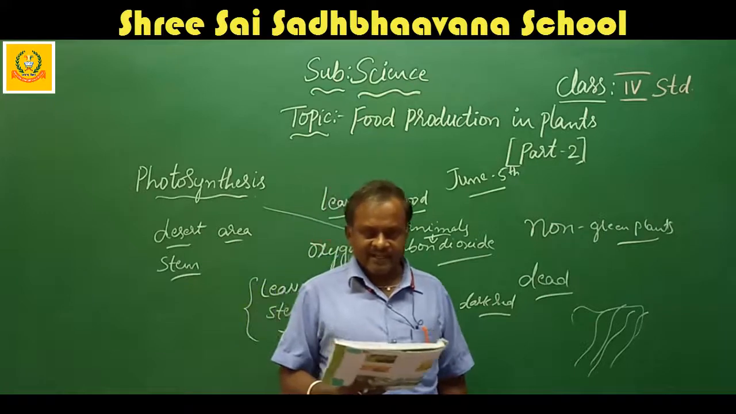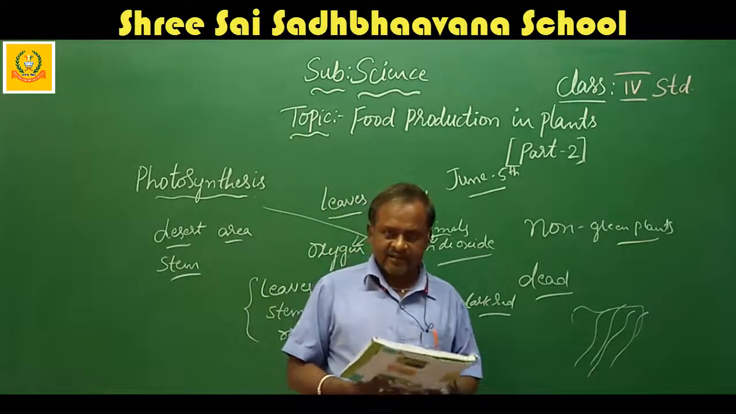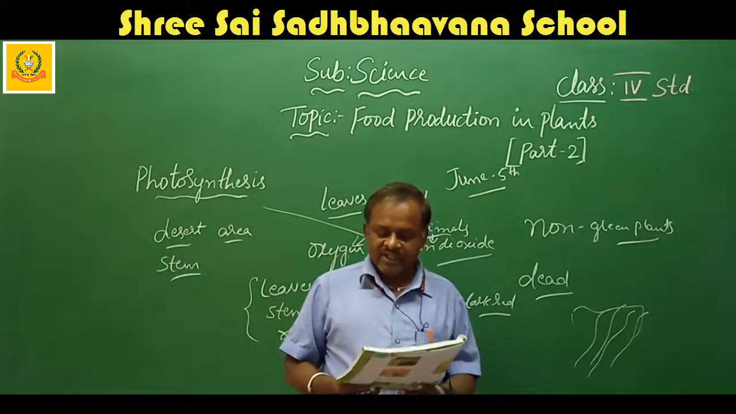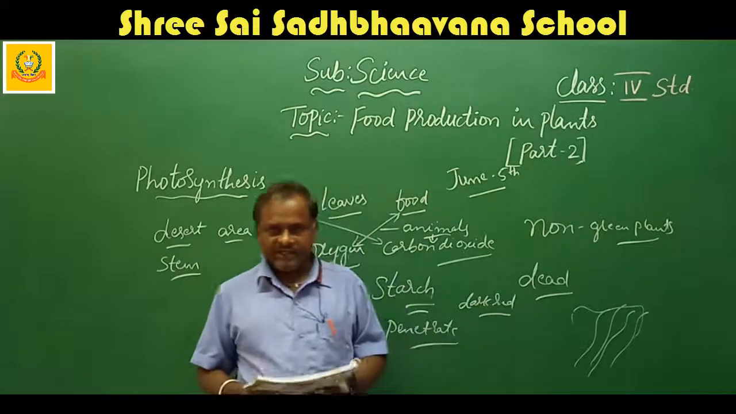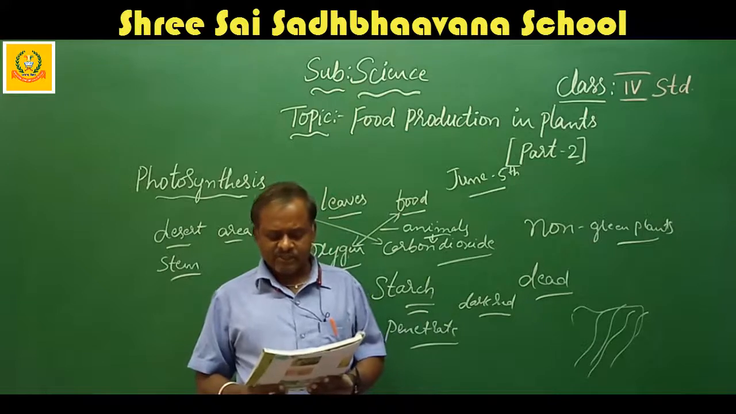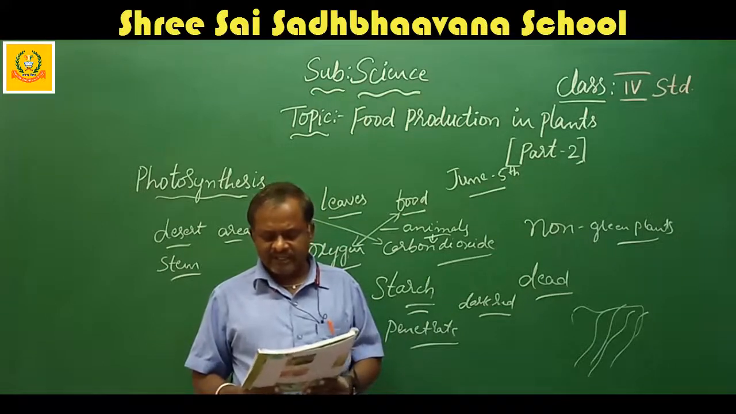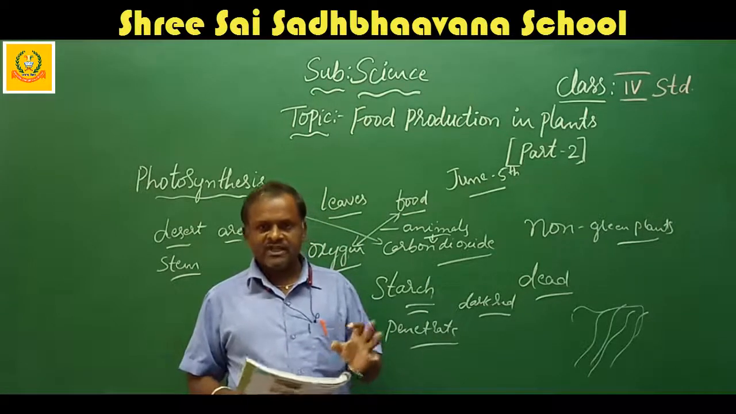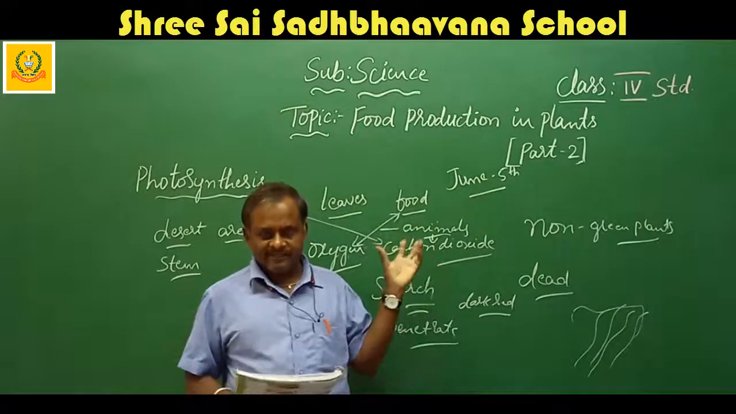Stomata help in the exchange of carbon dioxide and oxygen. They also give out water vapor. Some unusual plants such as mushrooms and fungi do not have chlorophyll. This is the total summary of the lesson.